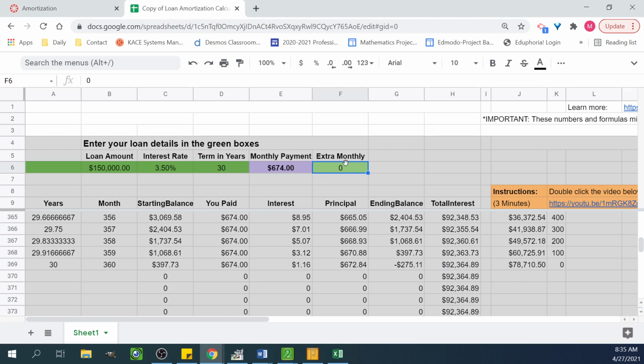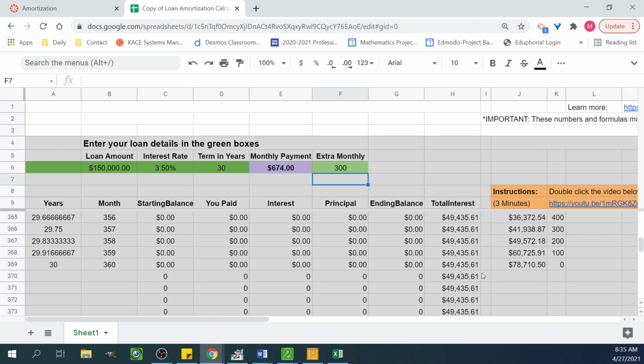How much extra do you think you could squeeze every month? 300 bucks. Pardon? 300 bucks. 300? Okay, look how over the life of the loan, paying an extra 300, do you see how I almost cut it in half? Yeah. That's a lot, right?